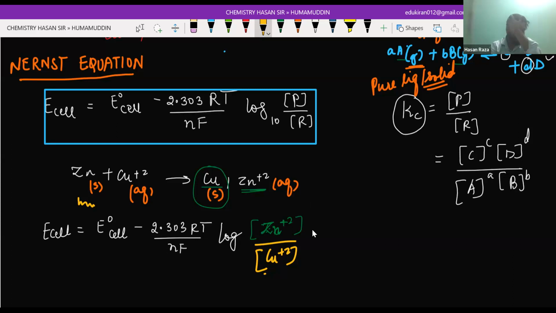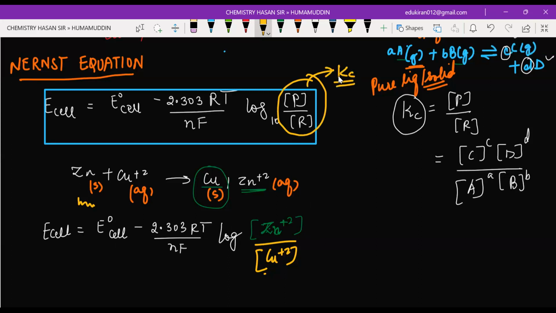And then after some time you will see this E cell will have a relation with the Kc, because you know that this product upon reactant can be replaced with Kc, the equilibrium constant. Please do write up to this.